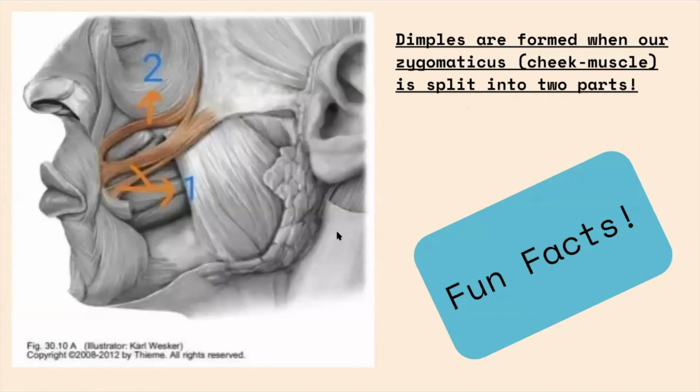So when you have that split, there's no muscle covering that tissue. So it's kind of like a little bump. I mean, not a little bump, a depression in your cheek. So that's what causes our dimples to form.